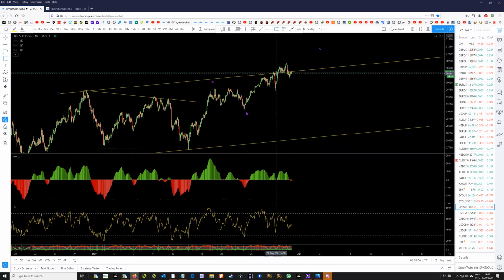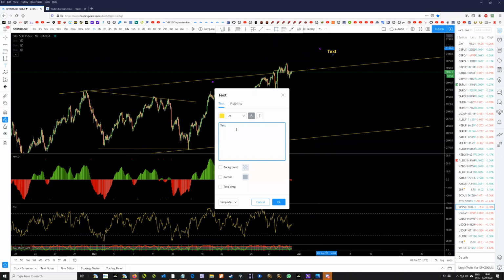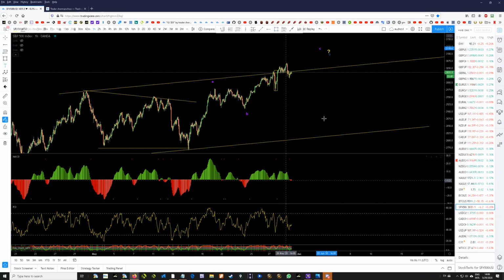A problem is this is quite sharp. This is quite sharp over there. I would not buy this. And I would put a question mark here, saying, is this upside done? Do I want to risk it?